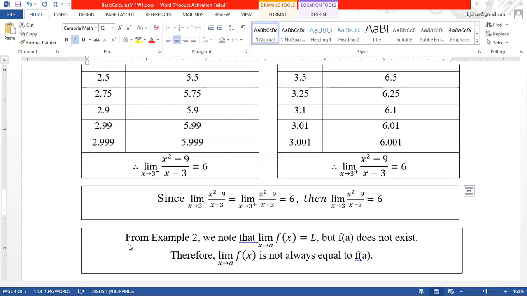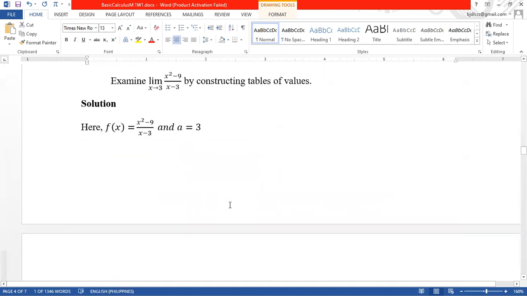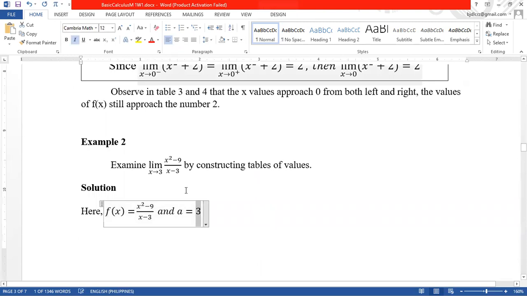Okay. So for example number 2, we note that the limit of f of x as x approaches a is equal to L. But f of a does not exist. So if we're going to substitute the value of a to the given equation, akong gi-explain ganiha, si a nato i-substitute nato sa diani diretso. Si a mahimo siya si x naman siya, di ba? So x is 3, so 3 times 3 is 9 minus 9 is 0, and 3 minus 3 is 0. It is undefined, so dili siya pwede.